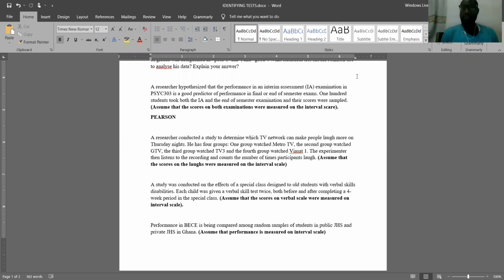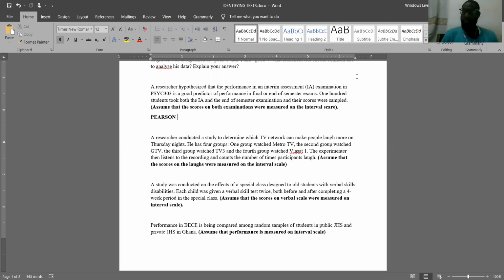So what will be your justification? You first indicate that within the question, they are trying to establish a relationship between two variables, that's interim assessment examination and final examination, or end of semester examination. Then you also emphasize that the two examination scores are on interval scale. Therefore, Pearson R will be the best test.